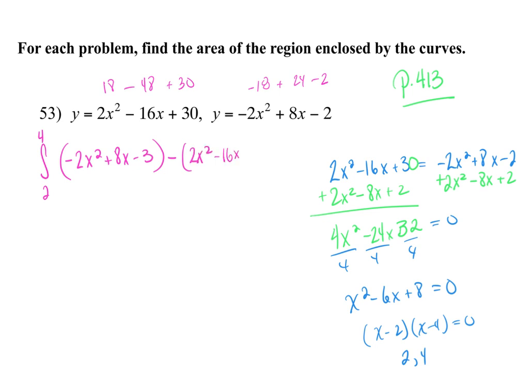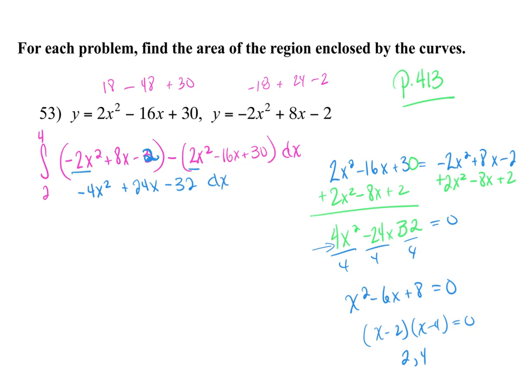Before you differentiate, combine your like terms. Don't forget you're subtracting. So I have negative 2 minus 2, which, by the way, it's either going to be exactly what you got here or negative of what you got here, depending on which one's first. So it's negative 4x squared. We have 8 minus a negative 16, so that's plus 24x. And negative 2 minus 30 is negative 32, right?